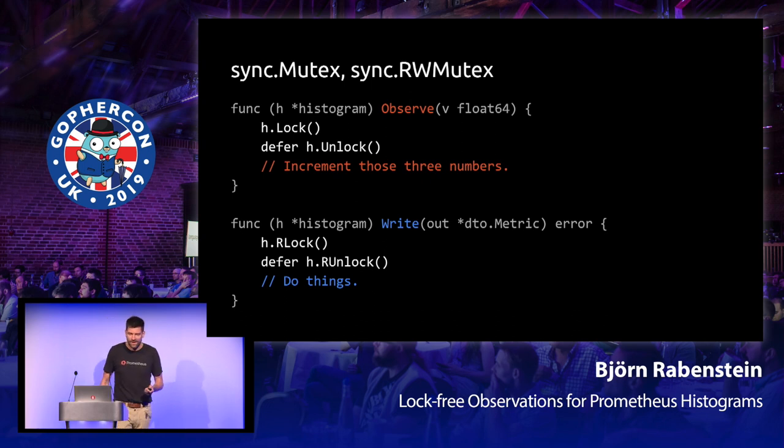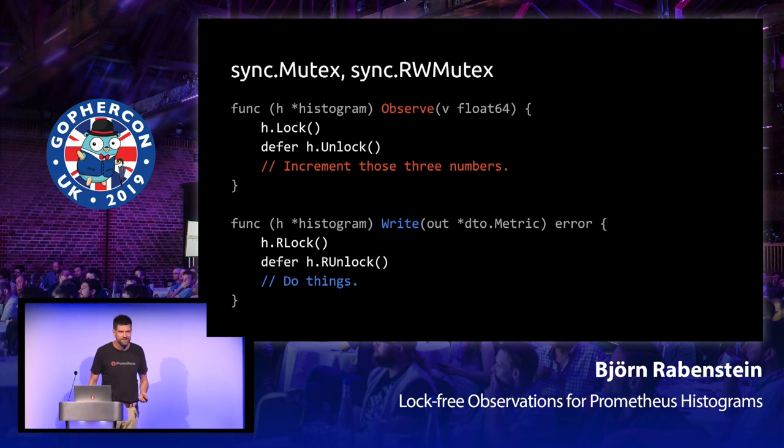And now the read-write mutex is great for something that often reads and rarely writes. So the write here is Observe, the read is Write. So in our case, it's exactly the opposite. Prometheus scrapes a binary a couple of times per minute. It's configurable, but let's say every 15 to 30 seconds. Observe happens whenever you serve a request. Go is awesome and efficient, so a single binary might as well serve thousands of requests per second. So this is orders of magnitude more frequently called than this one. So it's exactly the inverted case.